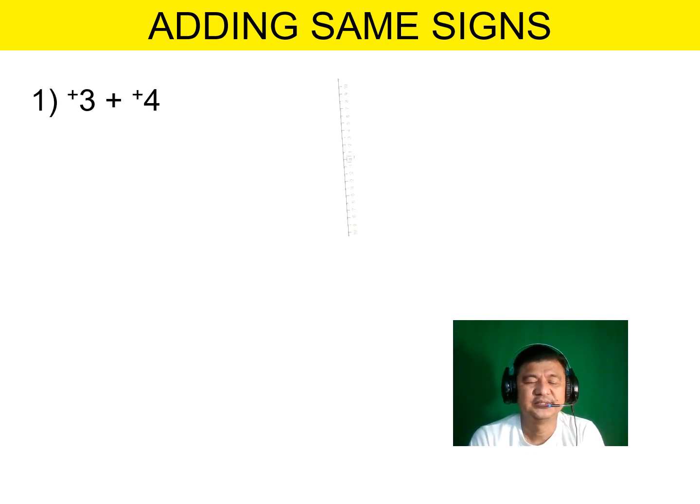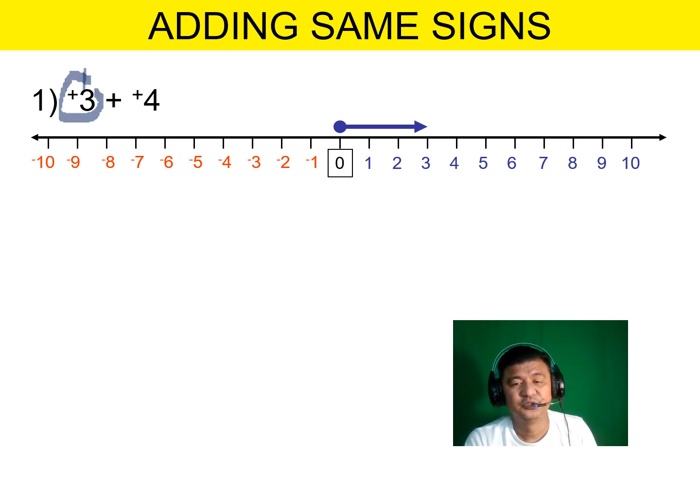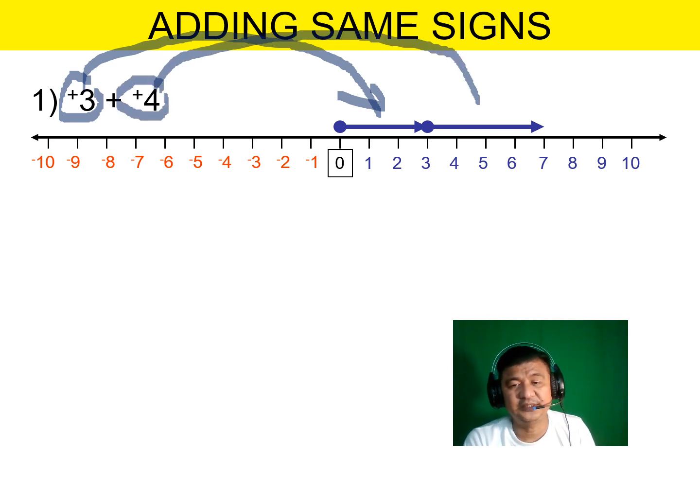Same signs. Check these problems. So let's start with a positive 3. Positive 3, we know, moves to the right, positive because I'm using the blue. That's the positive 3. And then another positive 4. So again, another part goes to the right again. 4 times. So this is the positive 4, 4 times again to the right. So where am I now? I am now at positive 7.